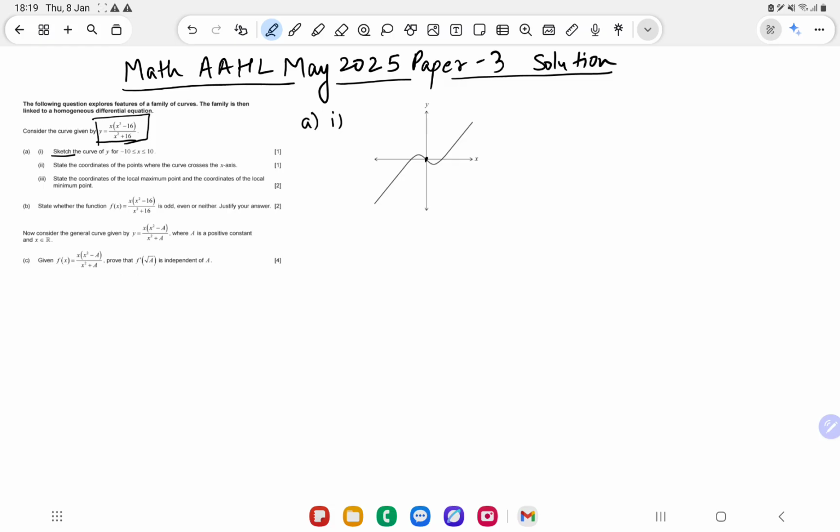Now the second part of the question says state the coordinates of the points that cross the x-axis. Crosses the x-axis means basically your x-intercepts. So for the second part, when you use your GDC and press G-solve, you can see a term written as x-intercept. When you press that x-intercept, you will see three different points. The first one will be minus 4, 0. Second one is 0, 0. And the third one is 4, 0.